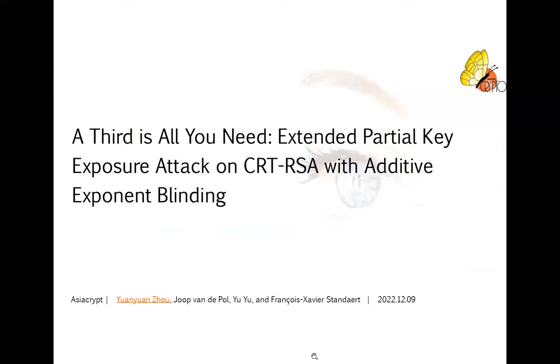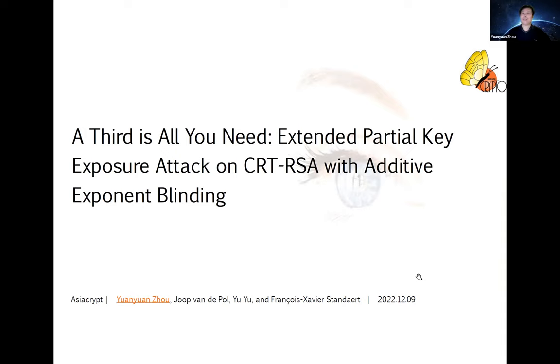So the next talk is "A Third is All You Need: Extended Partial Key Exposure Attack on CRT-RSA with Additive Exponent Blinding" by Yuan Zhu, Joop van de Pol, Yu Yu, and François-Xavier Standaert, and Yuan Zhu will give the talk. Please go ahead.